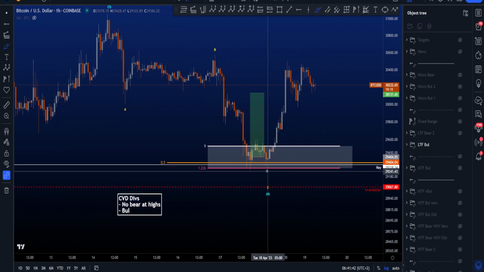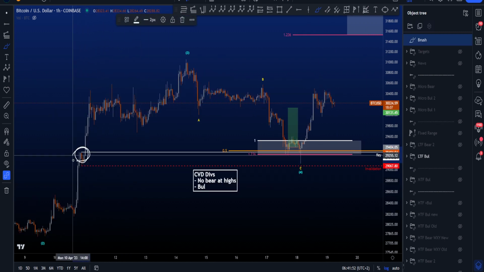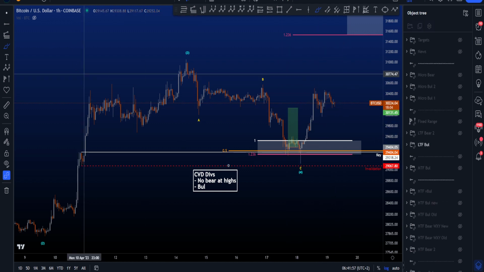And as you can see on the 1 hour, it has been respected. Yes, we did have some wicks below, but we did not close a 1 hour candle below the 0.5. And also we had the key level over here, basically the range. As mentioned, this is a very important range to eventually find more upside, and it has been nicely respected as well.